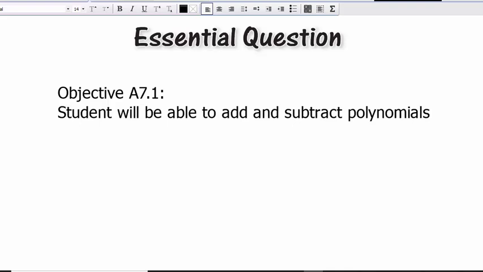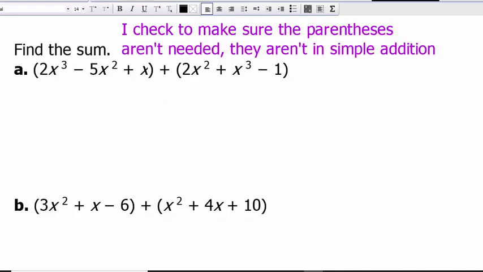Welcome back to Algebra 1. We're now going to move on to one of the next fairly large groups of curved lines, which are called polynomials. We're also going to add and subtract polynomials.